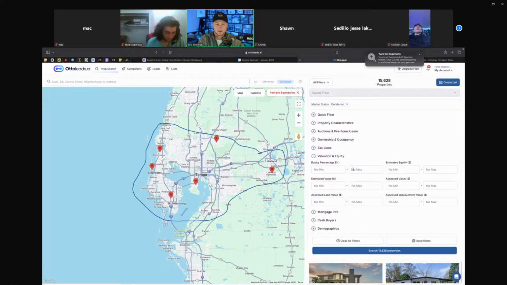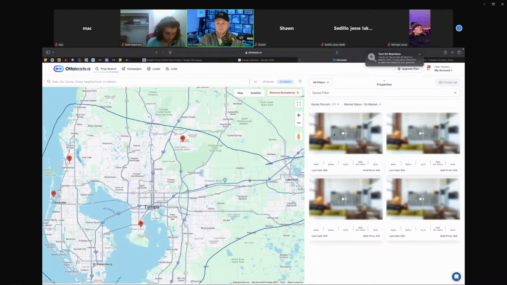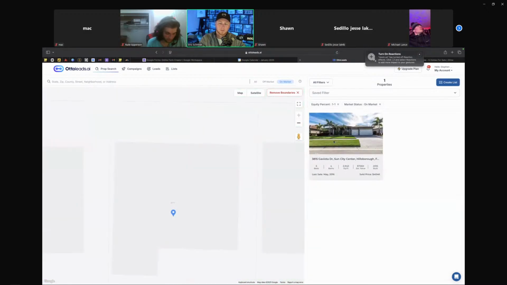So what I'm going to do first is a max equity percentage of 1%. And I guess I got to put a minimum in there, so I'll do 1%. So they got a max of 1% equity. And it's coming back with 15,000 properties. So actually, I don't think that's going to work. So if I were to click on that, oh, actually it might. It came back with 1. So we could probably tweak this too.